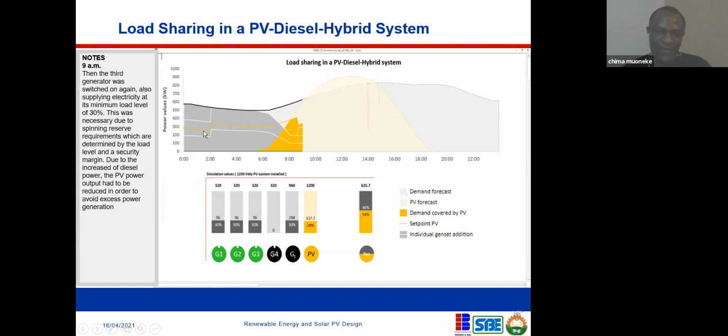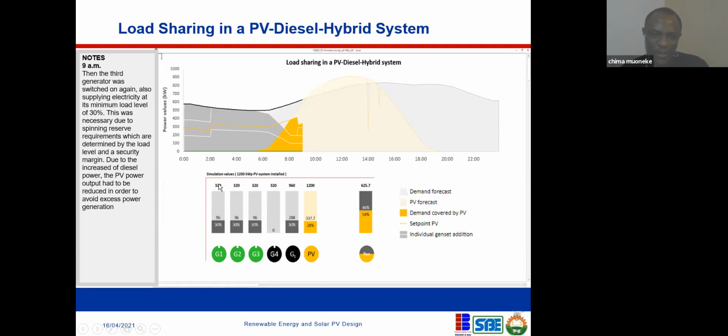So let us see what happens at 9 a.m. So at 9 a.m., the third generator was switched on again, also supplying electricity at its minimum load level of 30%. This was necessary due to the spinning reserve requirement, which is determined by the load level and a security margin due to the increase of diesel power. The PV power output had to be reduced in order to avoid excess power generation. Now, for the same reason that I explained before, this third generator has to come on, and it's operating at its minimum requirement.